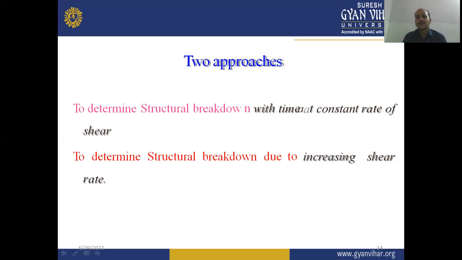So in the first approach the rate of shear is constant, but in the second approach the structural breakdown is determined due to the increasing shear rate. So there are two approaches for the measurement of thixotropy. By measuring the area of the hysteresis loop, we can go through the rheograms and find out the thixotropy, and it can be easily measured with the help of a planimeter.